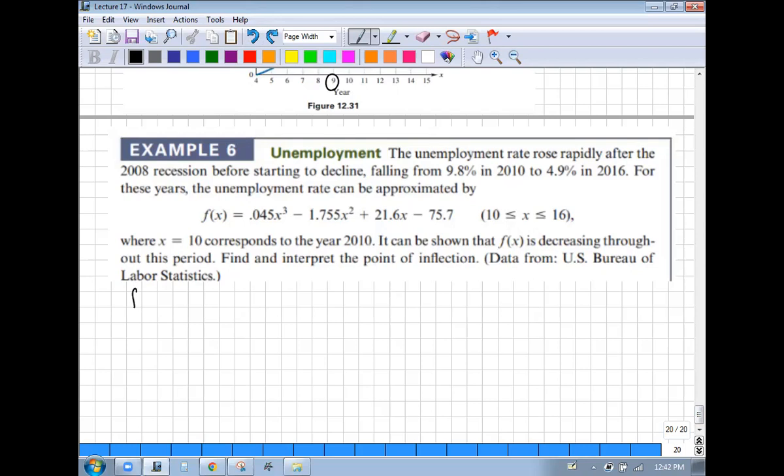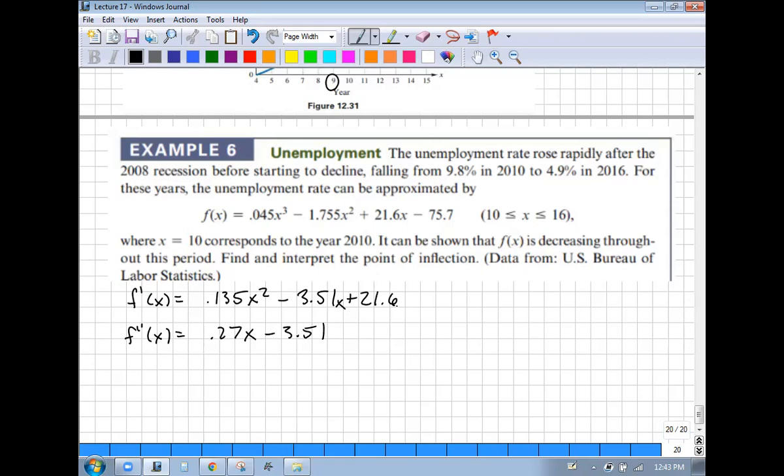So first off, we need to get our derivatives going, right? So I don't know what 3 times 0.045 is. 0.045 times 3. That would be 0.135. Okay, 1.755 times 2, 3.51, and 21.6. All right, no, I'm missing an x. There we go. So the second derivative, 0.135 times 2, 0.27x minus 3.51.